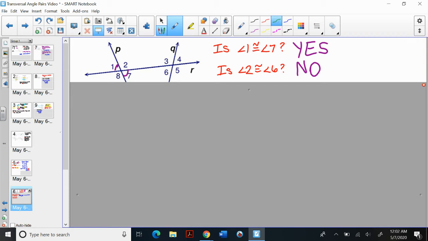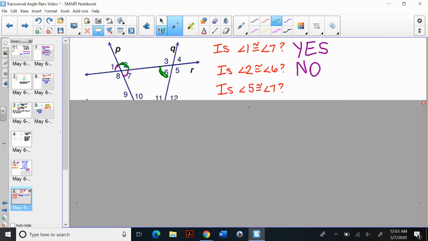All right, sweet. So angle 2 is on the inside of line P, and angle 6 is on the inside of line Q, and they're traveling down that transversal line R, and they're on opposite sides of that transversal line R. So these are called alternate interior angles. Okay, one more. Not going to give it away this time.